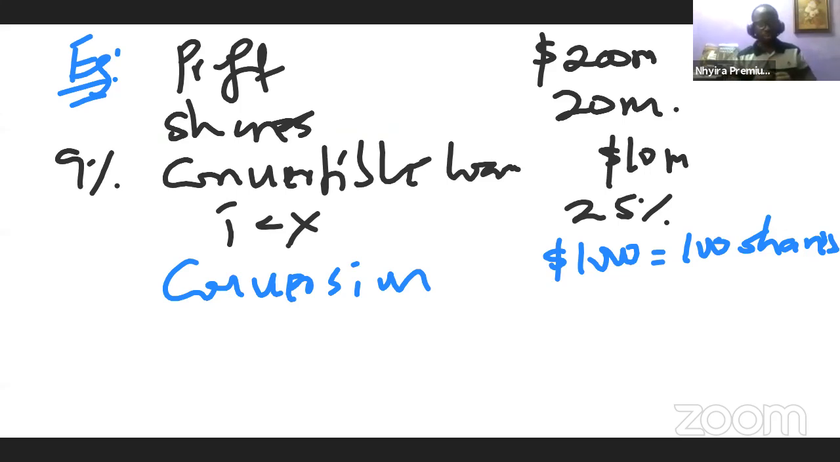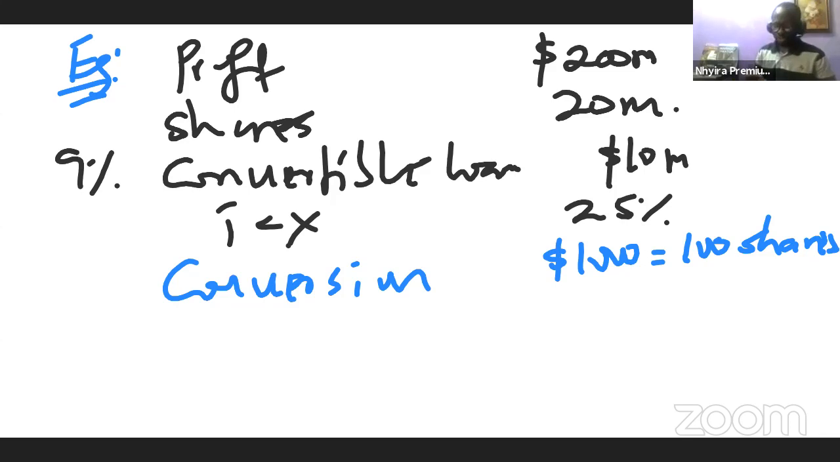The profit is 200 million. Shares is 20 million. The company has a 9% convertible loan note at $10 million. That's the nominal value. Tax rate is 25%. And the conversion policy is that for every $1,000 loan note, you are going to be getting 100 shares. So how do we calculate the earnings per share? That's what the examiner is going to say: calculate the earnings per share. So how do you go about that?